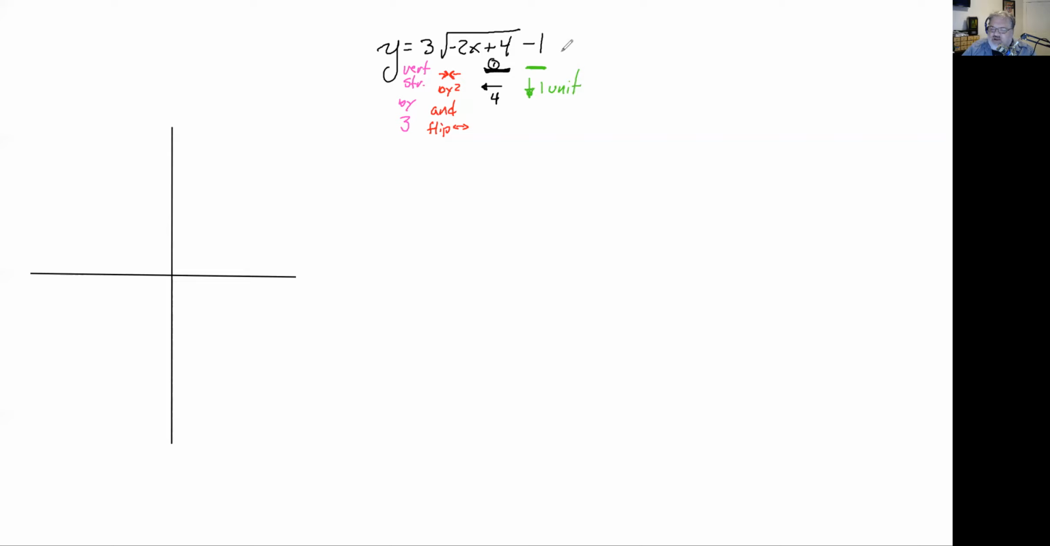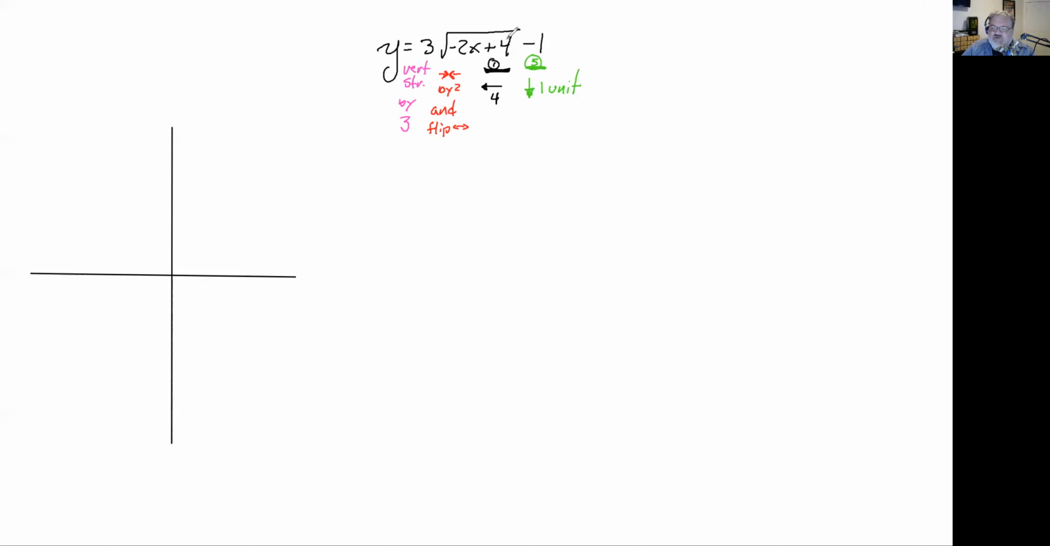Now notice I only underlined these two really. It is important to do this horizontal shift first and this vertical shift last. So if I wanted to say 1, and then they call the compression 2, the flip 3, the vertical shift 4, this would be the 5th transformation.